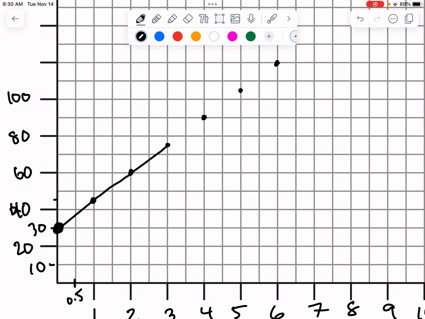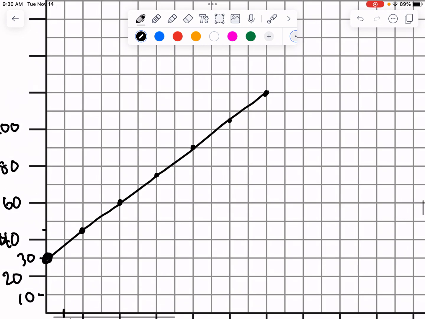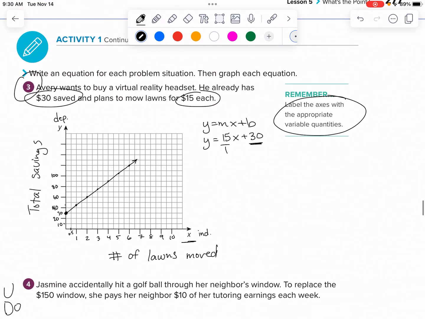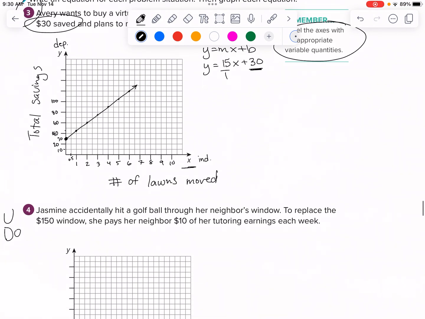Just be careful. I think that's good enough for now. I'm a little bit picky. I'd probably just continue it, but I don't want to make this video too long. Okay, so with this, that would be the equation and the graph for this situation.